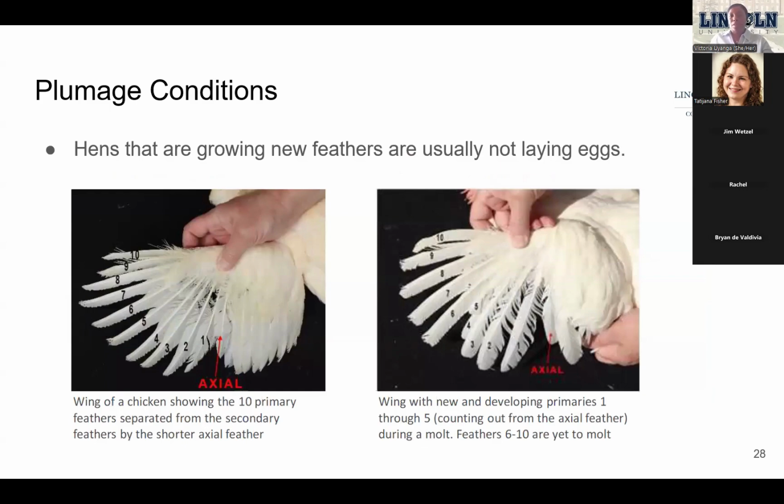For the plumage condition, this is also a good indicator of the molting status of the hen. So when a hen is molting, they may start losing feathers from the axial. The axial is basically that feather that separates between your primary feathers, which might range from 1 to 10 as shown here, relative to the secondary feathers. So hens that are growing new feathers typically are not usually laying eggs. Essentially, by examining the plumage condition, that can tell you, is that hen actively laying or not?